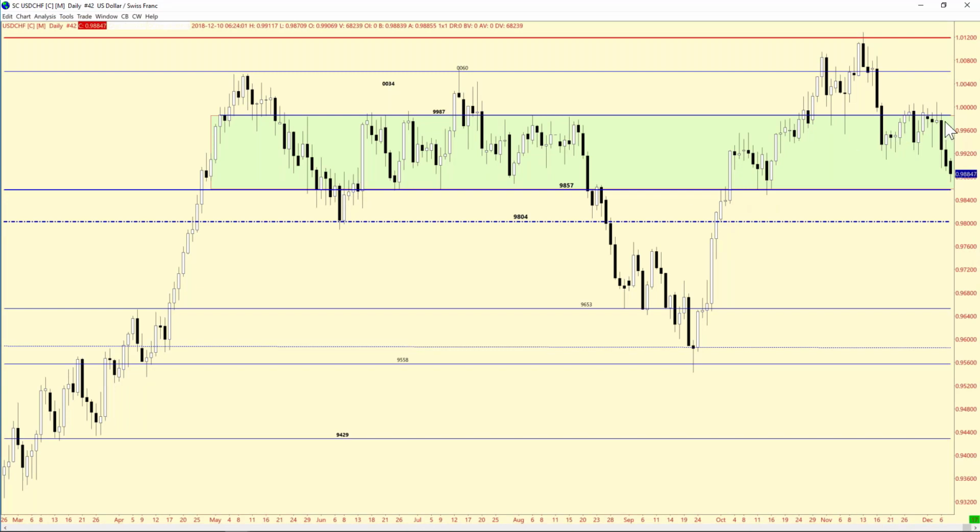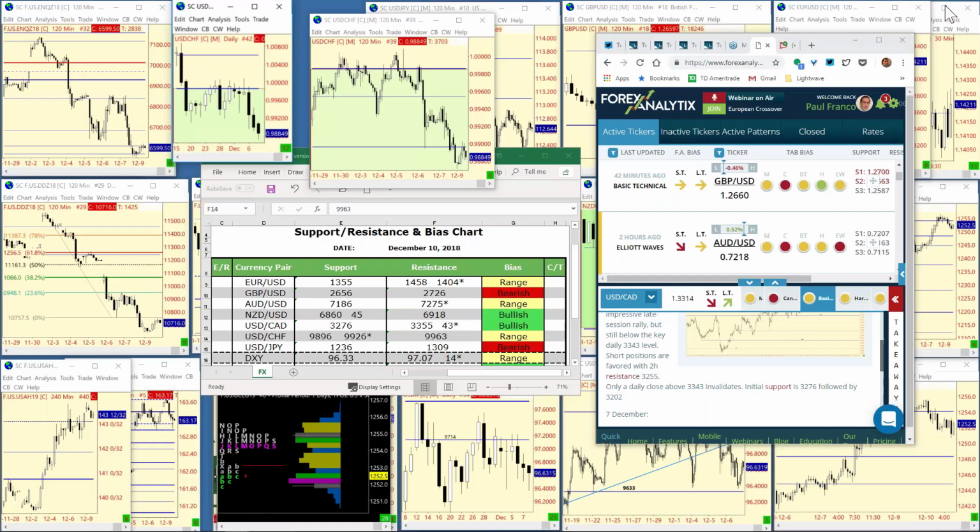But you can see here, had a nice little gravestone doji here on the daily, which would have been probably Tuesday. So it certainly looks like it's open to move lower. Support's going to come in right here at this 98.57 on the daily. We'll take a look where we stand here on the 2-hour chart.